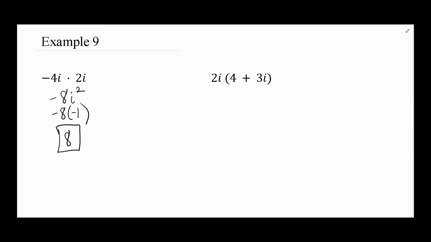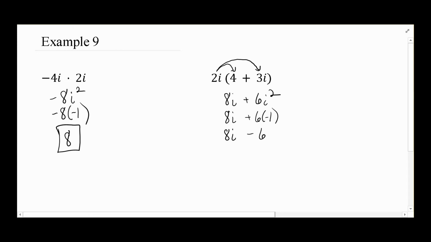For the second part of the example, we're just going to distribute. We're going to distribute 2i to each of those, giving us 8i plus 6i squared. But now instead of i squared, we replace it with -1. So this is 8i minus 6. But remember that we want to write this in a plus bi form, so we want the real number first. The real number is -6. The imaginary is plus the 8i. So that's how we'd actually write this answer as -6 plus 8i.